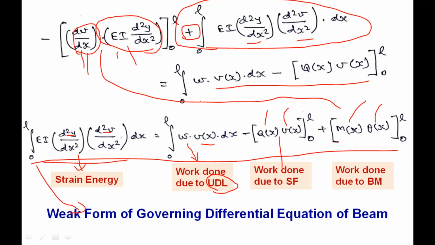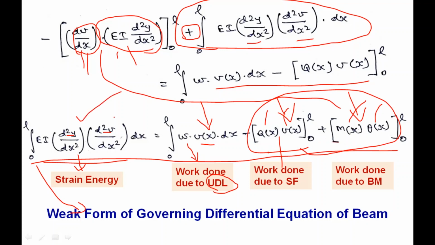We have 3 parts of work done. One is work done due to the self weight, that is, UDL is considered as self weight, and work done due to the shear force, and work done due to the bending moment. The shear force and the bending moment terms are going to be called boundary terms in the finite element method. Here this part is going to give the stiffness matrix of the beam, and here we will get the force vector, and this term is going to be considered as the boundary term. Since the order of the differential equation is reduced by half, we can solve this problem by using a second order polynomial itself. That is the advantage of the weak form.